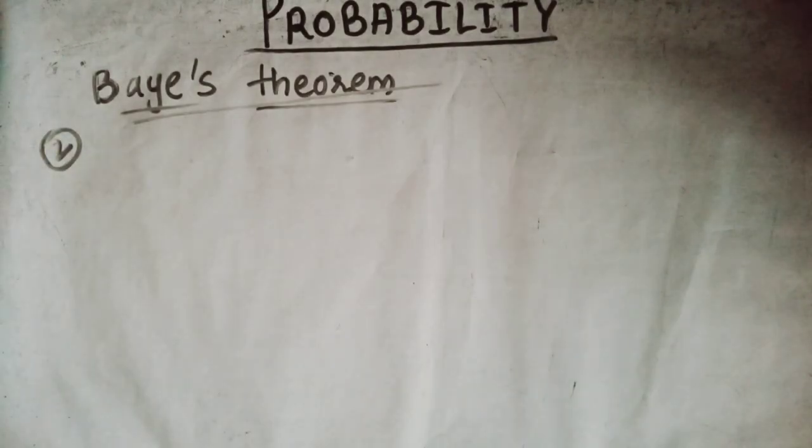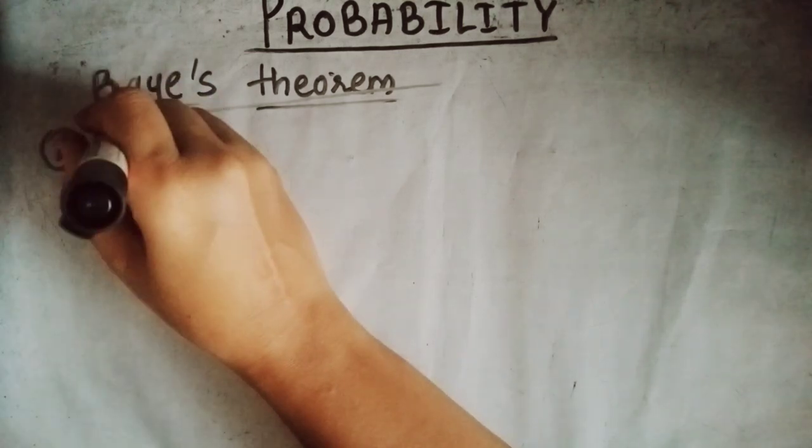Let's solve one more problem. A doctor is to visit a patient. From past experience, it is known that the probabilities that he will come by train, bus, scooter, or by other means of transport are respectively given. So there are 4 events.